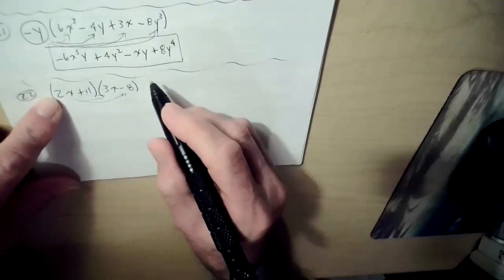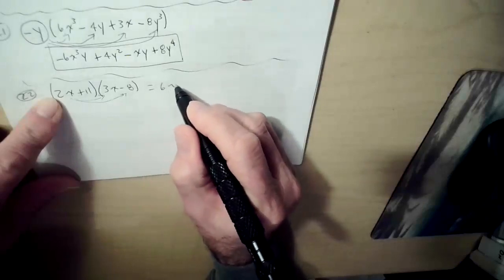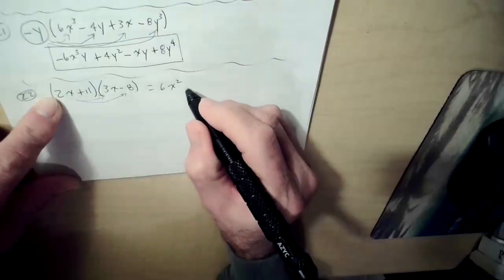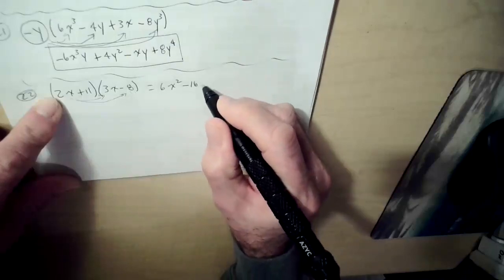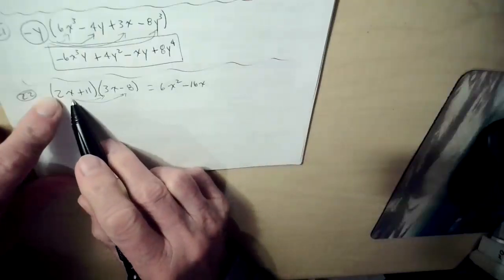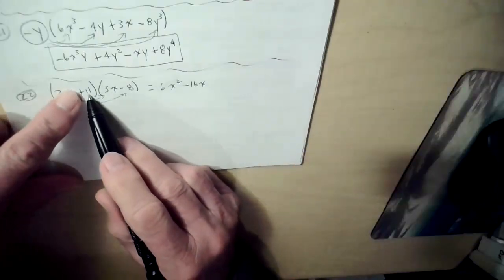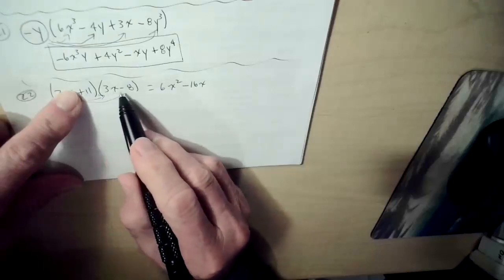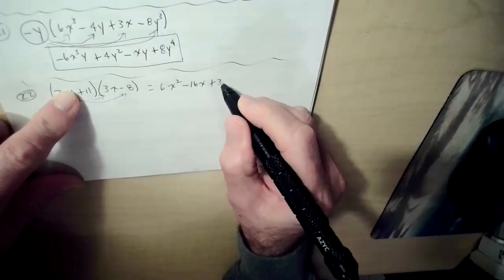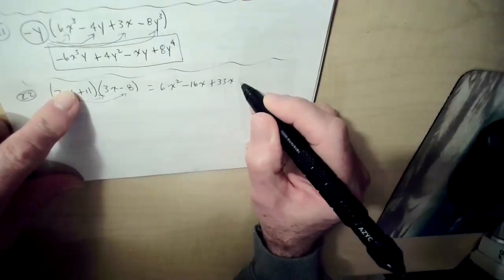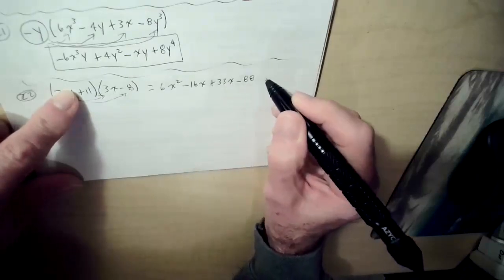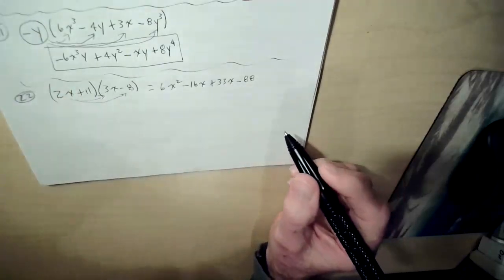2x times everything over here. 2x times 3x is, was it 6x squared? And 2x times a negative 8 is a negative 16x. Okay, now that takes care of the 2x. Now we do the same thing with the 11. We multiply it times everything over here. Plus 33x minus 88.